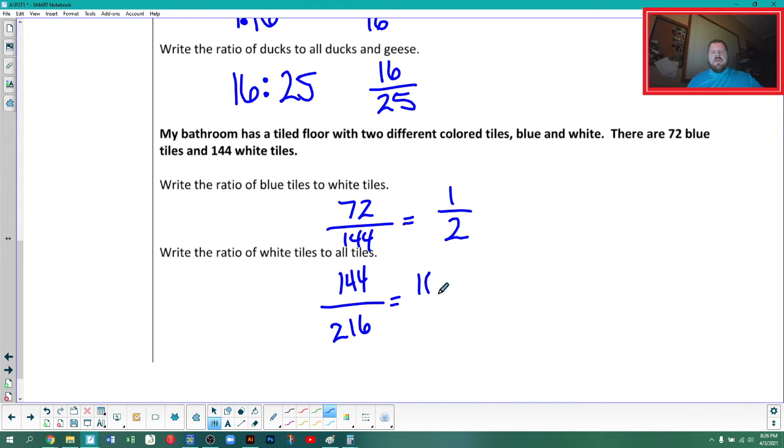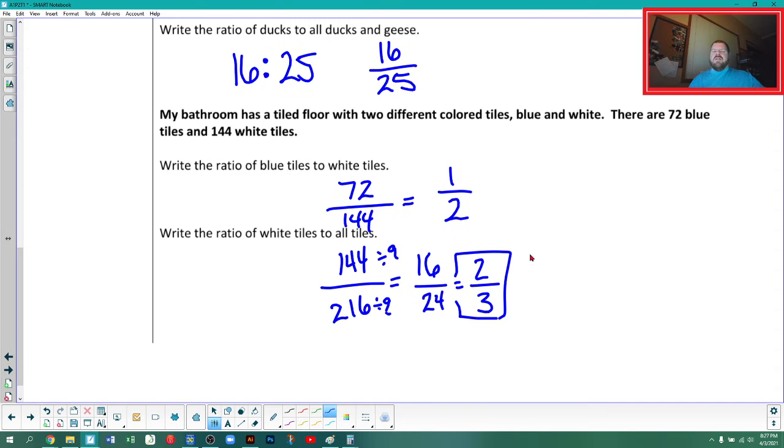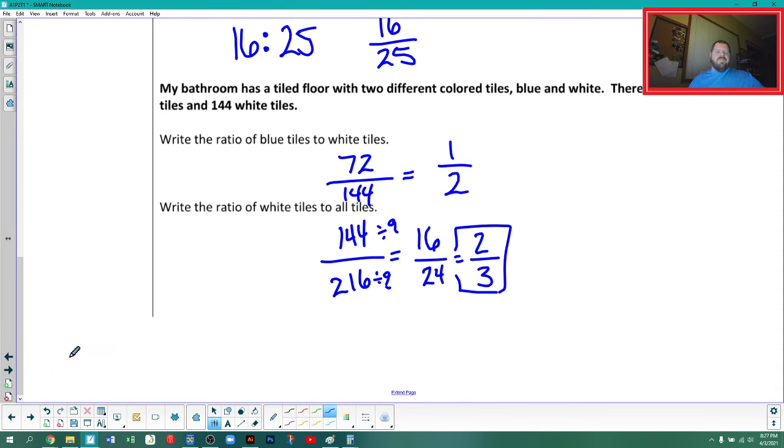Yeah, that makes sense. But if I divide them both by 9, sorry, again, I'm trying to go fast here and at least get it done. Those are both multiples of 8, so that's going to be 2 to 3. Okay, so I would say that there's 2 white tiles to every 3 total tiles. And you probably could have found that out from there. But that's okay. All right, let's move on.